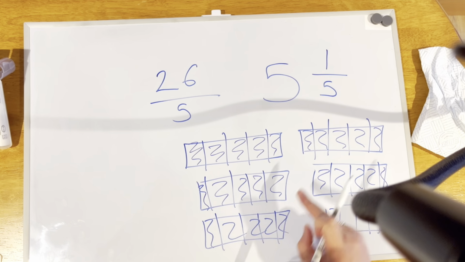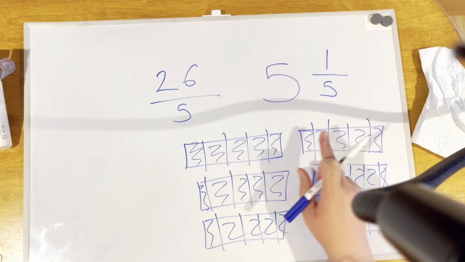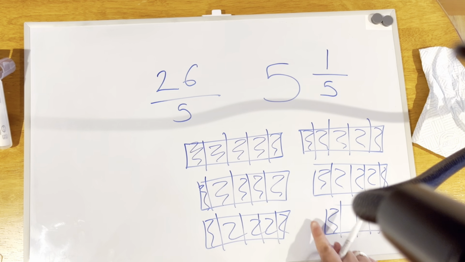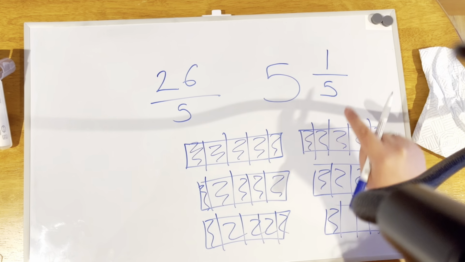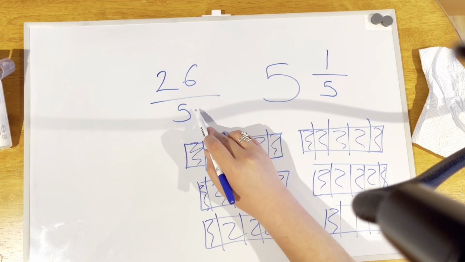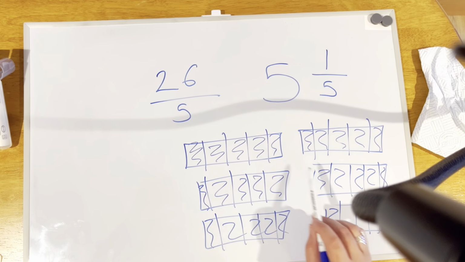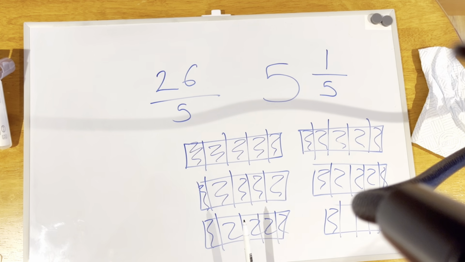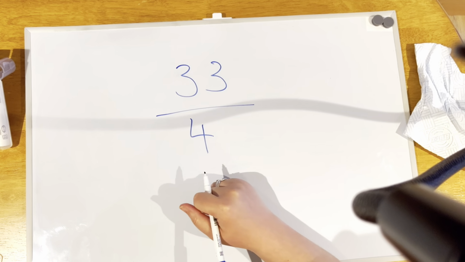So how many whole chocolate bars have I got? 1, 2, 3, 4, 5. 5 whole chocolate bars. And how many pieces of my last chocolate bar do I have? 1 piece of a chocolate bar that is split into 5. So 26/5 as a mixed number is 5 and 1/5. So let's try this one.